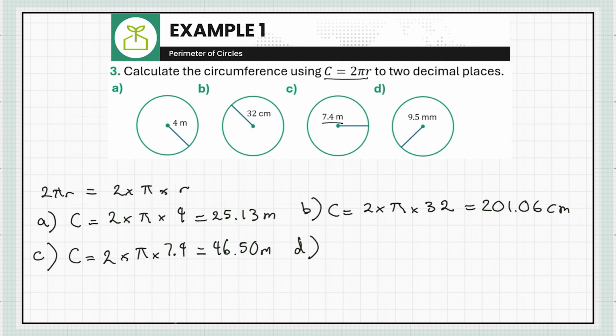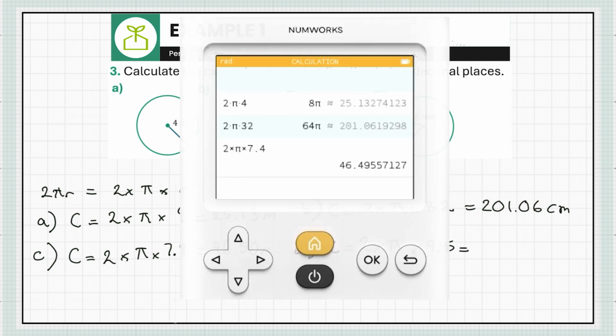Alright, D is our last one. We have circumference is equal to 2 times pi times our radius, which is 9.5. Alright, so go back to our calculator, 2 times pi times 9.5, hit execute, and we get 59.69.